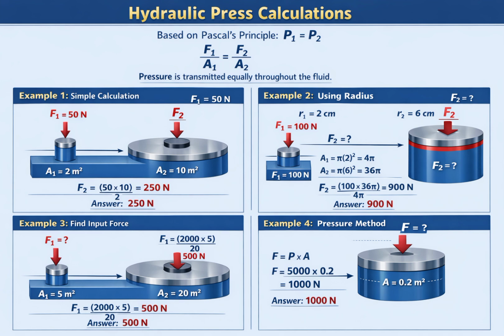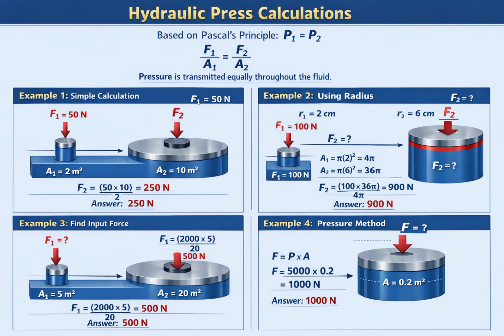Our second example, using the radius, we have to find F2. The radius is given to be what? 2 centimeter, and the applied force, which is acting downward, is 100 Newton. And don't forget, we have our radius in centimeter already. The radius of the small piston is 2 centimeter, and the radius of the large piston is what? 6 centimeter.